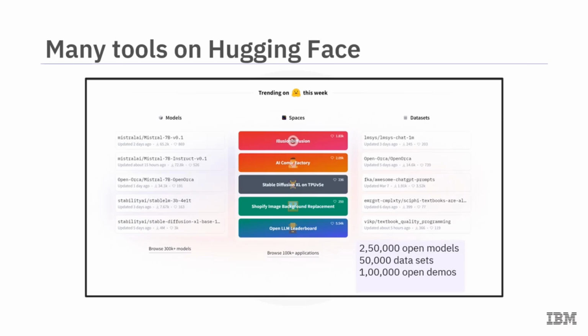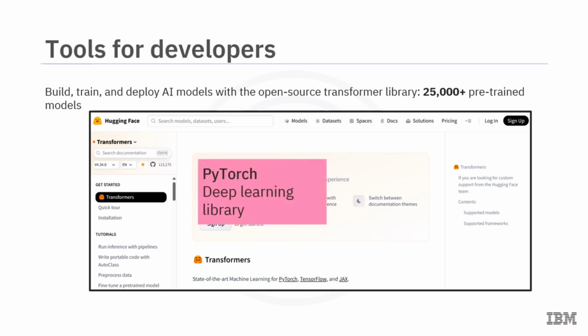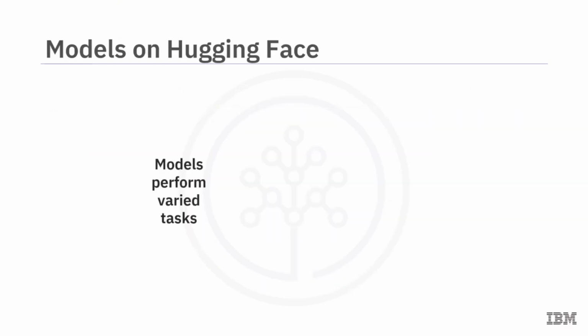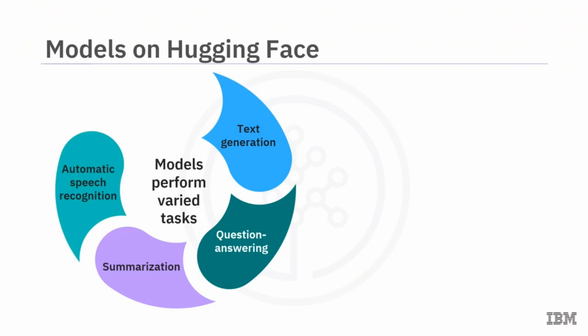This list keeps growing. Scientists and developers use Hugging Face to build, train, and deploy their AI models. They have access to the platform's open-source transformer library, which has over 25,000 pre-trained models for PyTorch, TensorFlow, and Google JAX. PyTorch is a deep learning library, TensorFlow is a machine learning platform, and Google JAX is a machine learning framework. The models in the library perform varied tasks such as text generation, question answering, summarization, automatic speech recognition, and image segmentation, just to name a few.